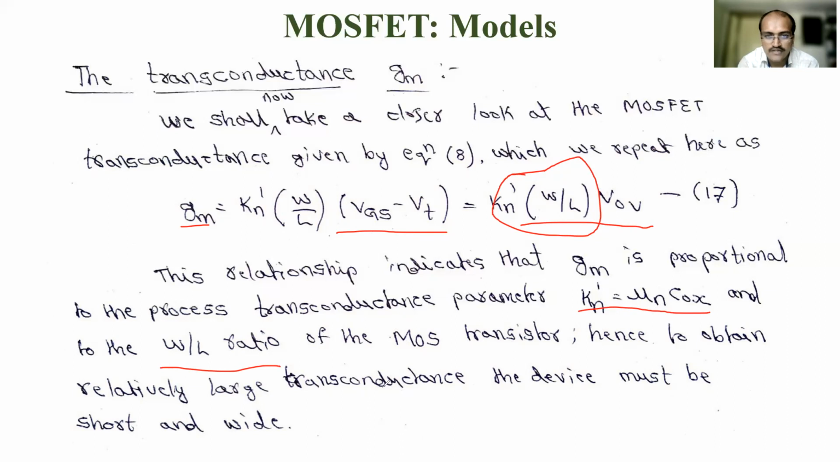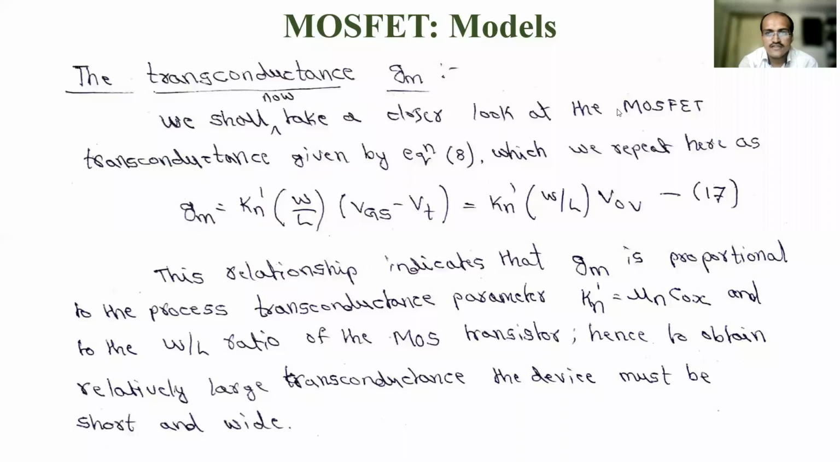Hence, to obtain relatively large transconductance, the device must be short and wide. So the MOSFET device which you are using, you have to make it short and wide, only then you can expect a large transconductance, because this transconductance is directly proportional to this parameter. So that is the conclusion about one point, about transconductance.